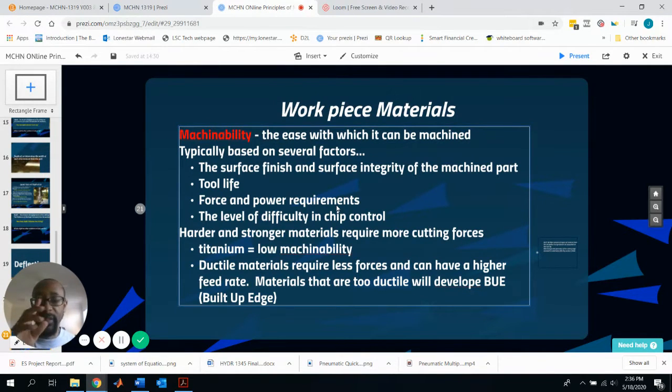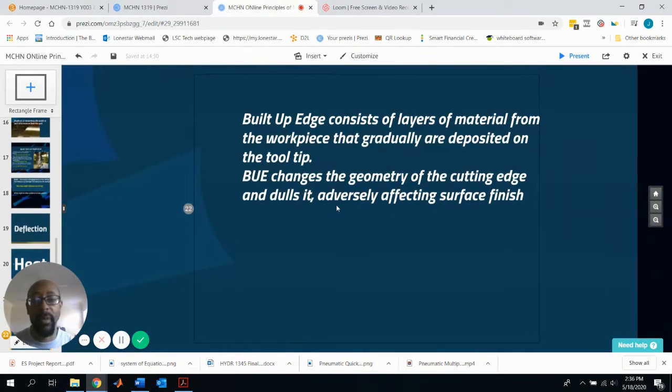You have to be careful, because super ductile is not always good either. Materials that are too ductile will develop the BUE. The guy who was talking about the smithy mentioned this a little bit before, but BUE stands for built-up edge. What happens with the built-up edge is that your material is so soft that layers of material from your workpiece start to get essentially welded onto your cutting tool. And this affects the geometry of the cutting tool. It dulls it, and it doesn't allow it to have a good surface finish after it's finished cutting.